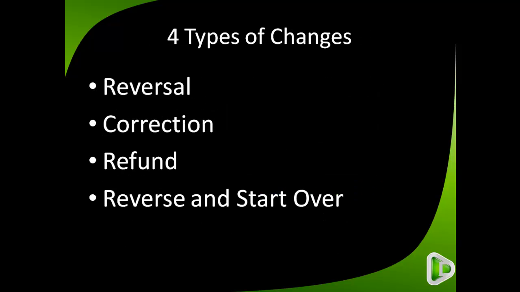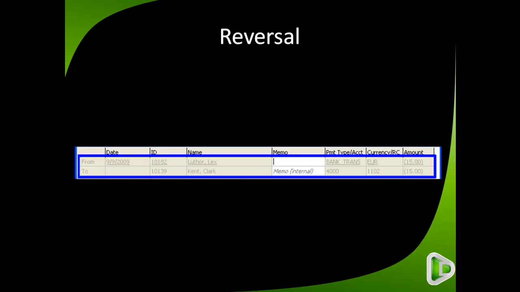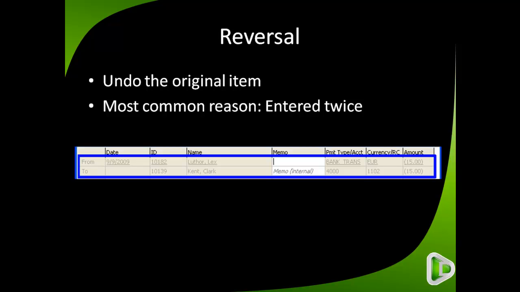Okay, there are 4 types of changes that DonorWise can do to past contributions. There's a reversal, a correction, a refund, and a reverse and start over. A reversal undoes the original item. The most common reason is that it is entered twice. It creates one batch with one item, and that's a reversal.